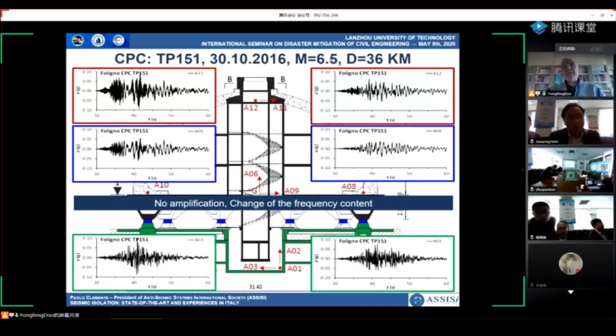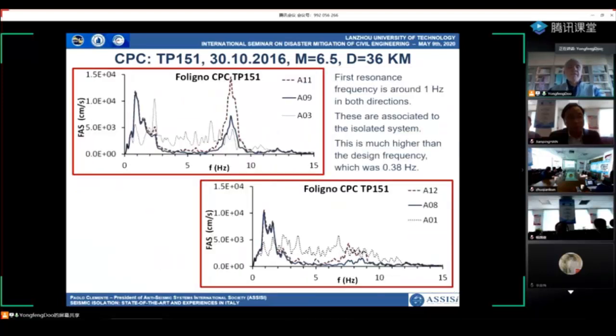We analyzed the result of just one event, the strongest event recorded on October the 30th, 2016. We have the recordings at the basement with the green boundary, then the recordings just above the isolation system, blue boundary, and then at the top of the building. You can see that there is no amplification from the basement to the top, but you can also see a change of the frequency content. And this is confirmed by the Fourier spectrum of the recordings.